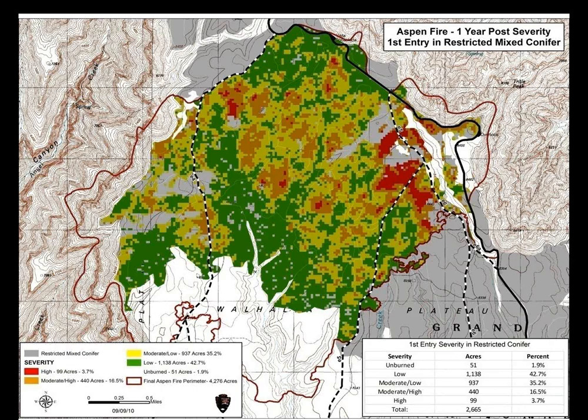And what's interesting is you can take out previous entries out of this fire, and that's what's been removed out of here. This is a second entry fire that burned in here, and the effects of the first fire have been already accounted for. So kind of an interesting application.